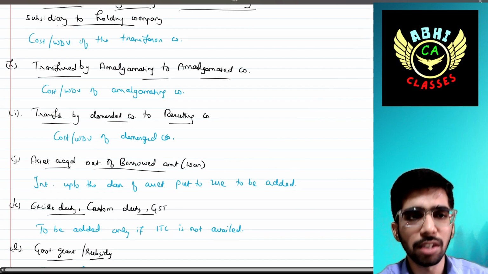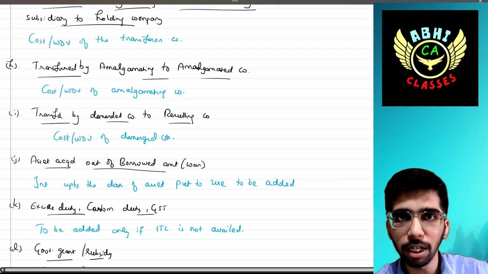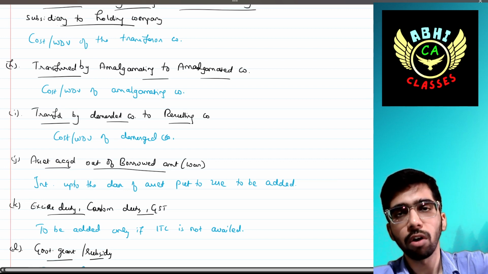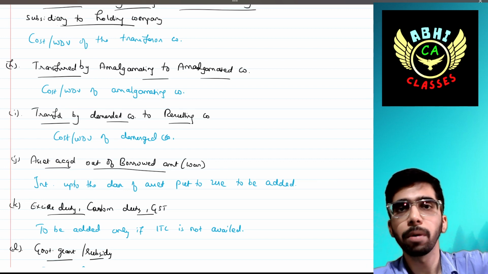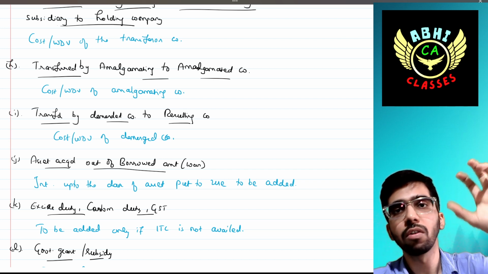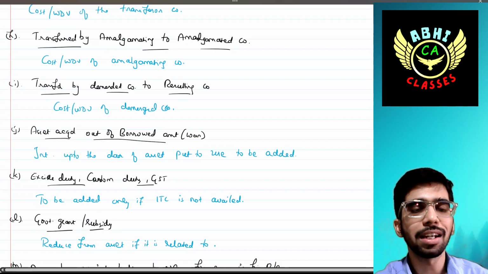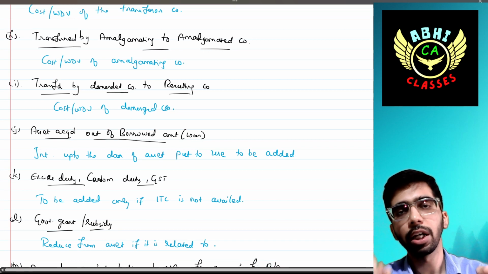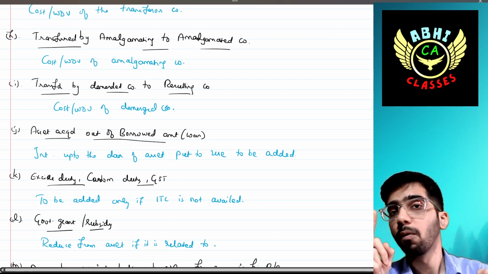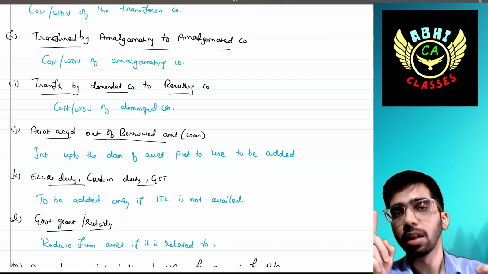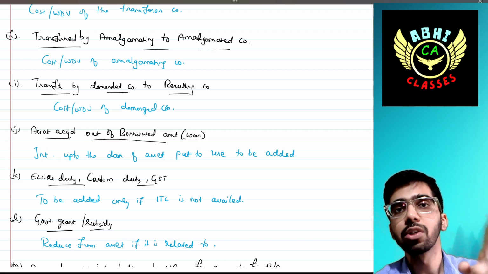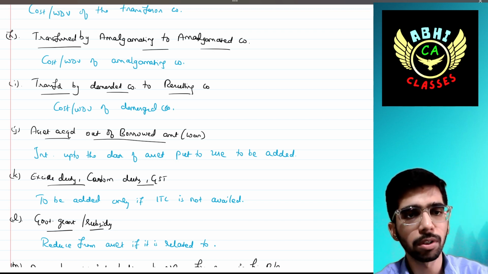That's it, simple. The same concept applies to a transfer by an amalgamating company to the amalgamated company. The cost would be the cost or WDV of the amalgamating company. Simple. Then transfer by a demerged company to the resulting company. What will be the cost for the resulting company? The cost of the demerged company. Simple. Cost or WDV of the demerged company.